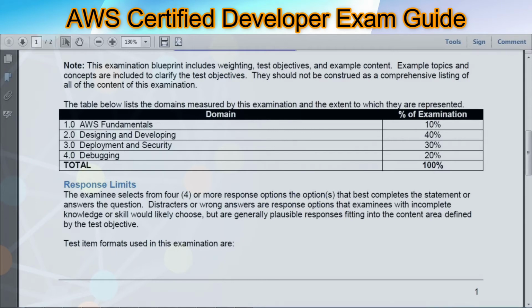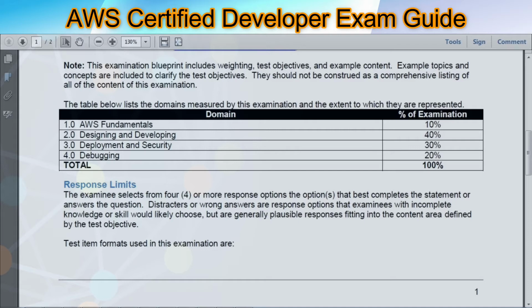AWS fundamentals is really only 10%, and that's really about what the various services are, what they do, but not necessarily knowing the specifics of how to work with them. And they do place a little bit of importance on that, but only 10%. The largest portion is designing and developing. And that's really an area where you need to understand some of the nuances of working with these APIs. The ones I'll probably talk on the most are like VPC and DynamoDB and S3.